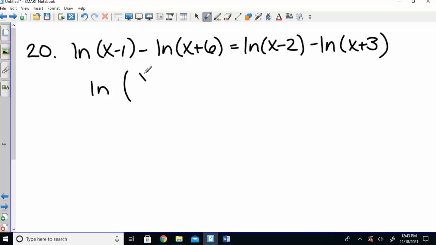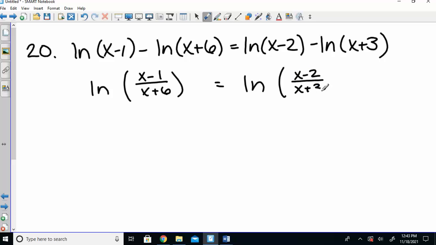Divide. So that is the natural log of x minus 1 divided by x plus 6. Over here, we have the natural log of x minus 2 divided by x plus 3. Alright, so far so good, just using those properties there. So then, we have one log on each side, so we can drop that. What happens now? Right, we don't have logs anymore, we just have a fraction equal to a fraction. So we can cross multiply.